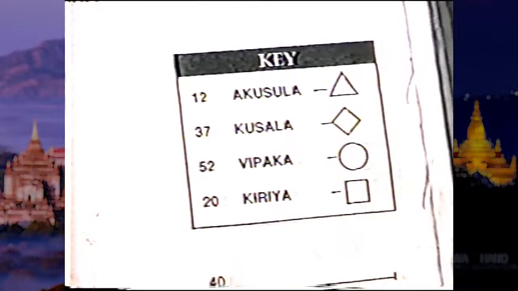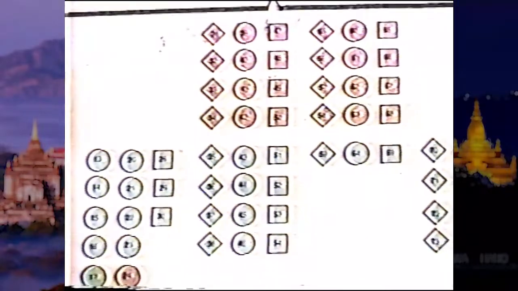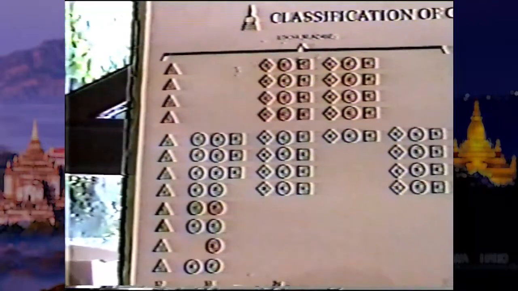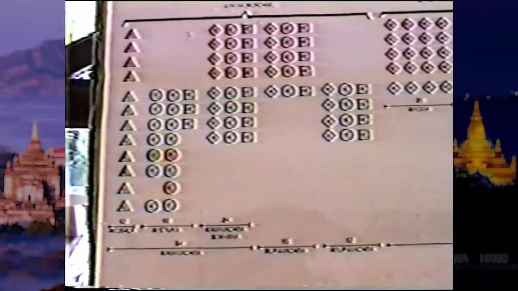These 3 together are called Kamavacara chetas. So there are 54 Kamavacara chetas: 12 Akusala chetas, 18 Ahetuka chetas, and 24 Kamavacara Sobhana chetas. Now let us look at the chart.